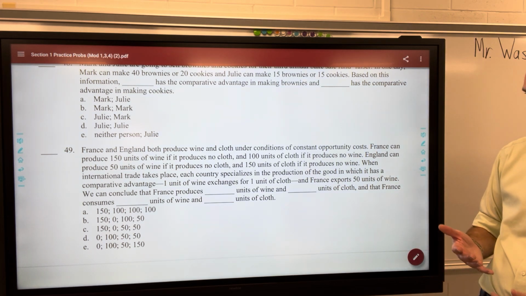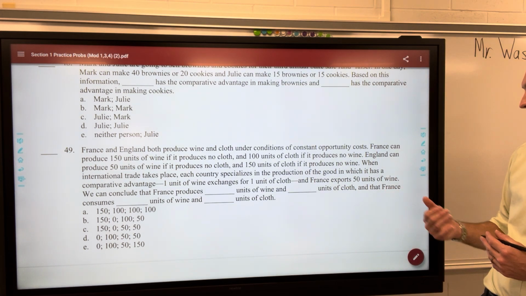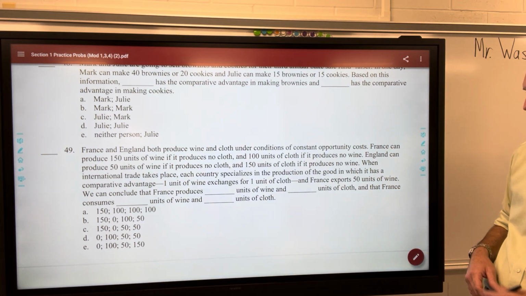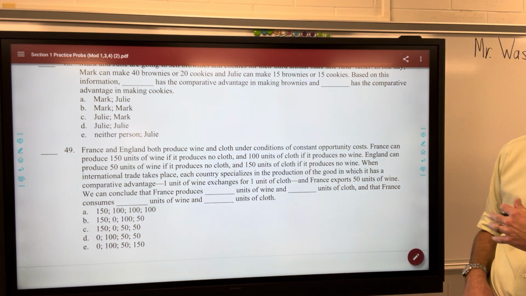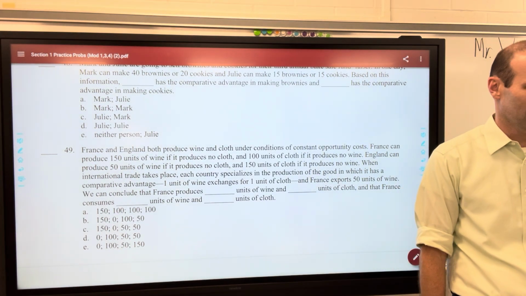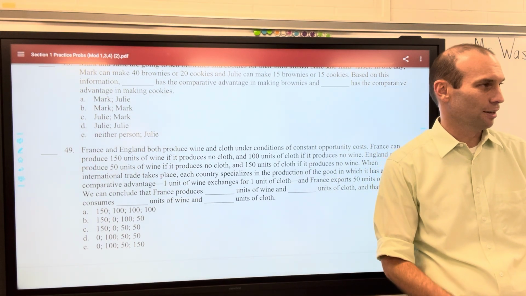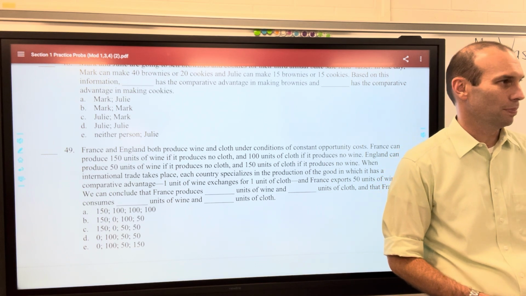When international trade takes place, each country specializes in the production of a good in which it has a comparative advantage, 1 unit of wine exchanges for 1 unit of cloth, and France exports 50 units of wine. We include that France produces blank units of wine, blank units of cloth, and then, okay. This one's easy, and then kind of sussing out the answer becomes a bit harder.